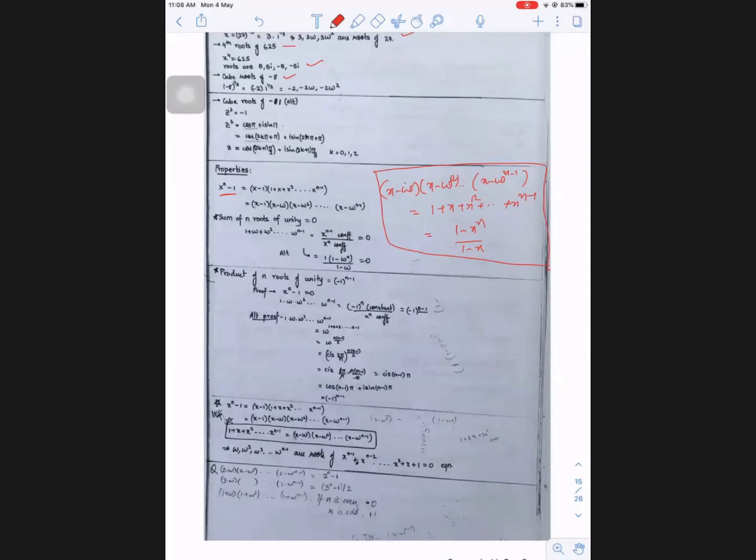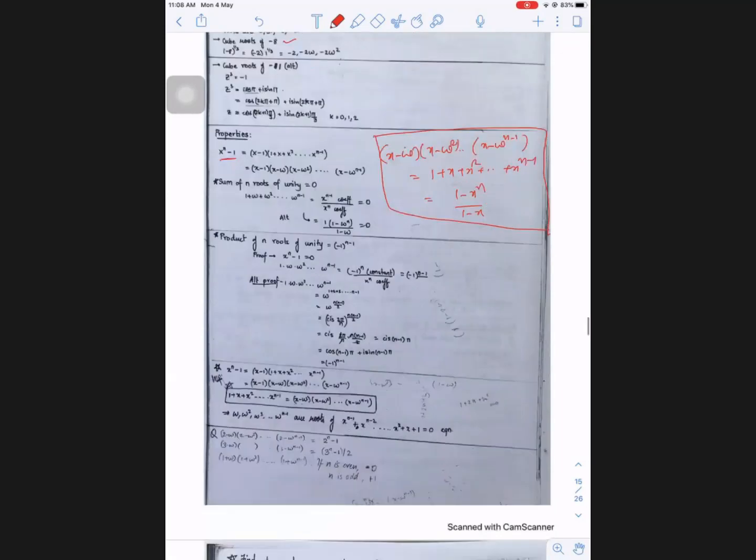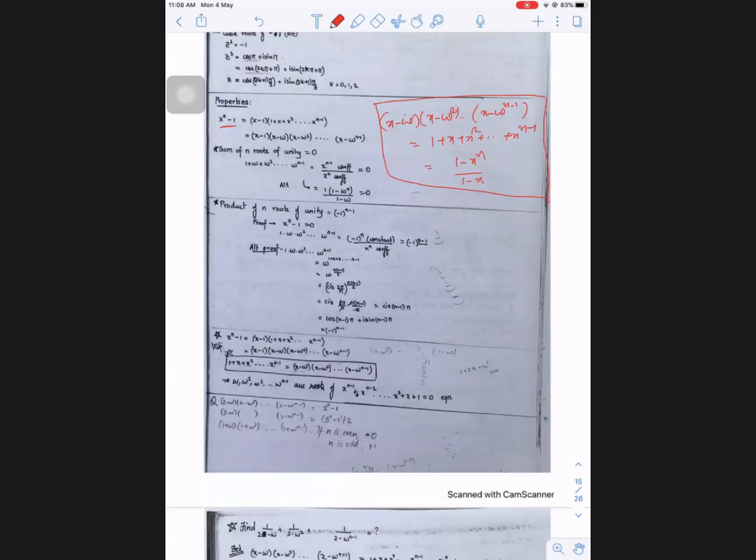Okay. So here, if you use the sum of roots, in that nth degree equation there is no x^(n-1) coefficient. So the sum is 0. That you can apply, or simply the sum of n terms in a GP: our formula is 1 into (1 - ω^n)/(1 - ω), where ω^n is equal to 1. So 1 - 1 is 0. Okay, this result you have to remember.